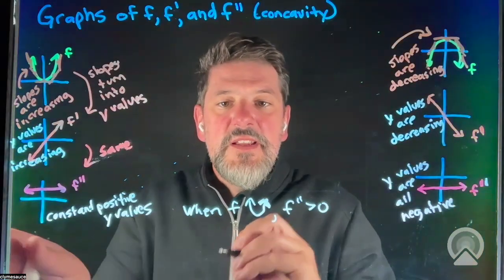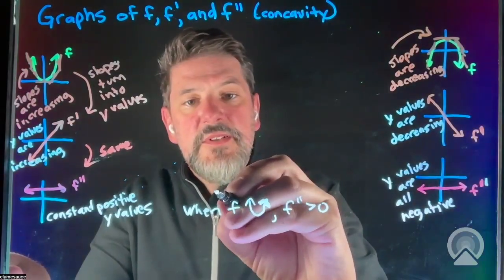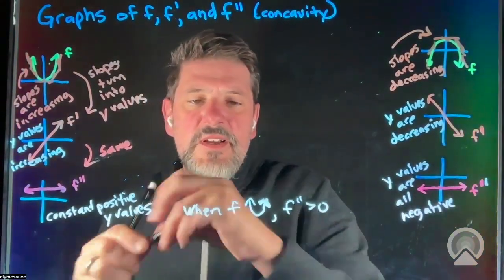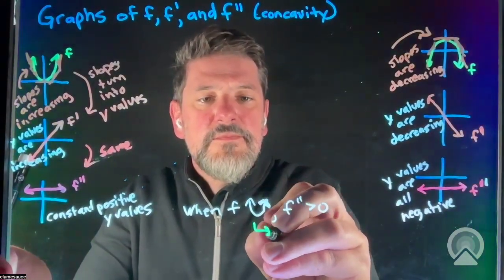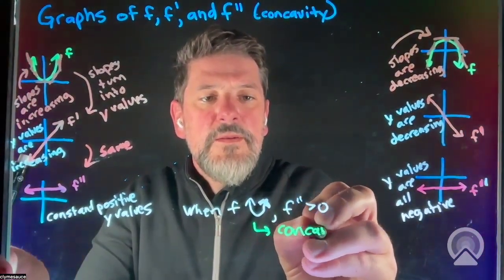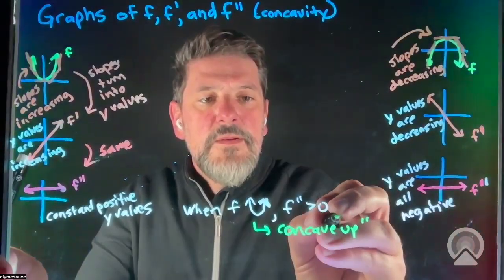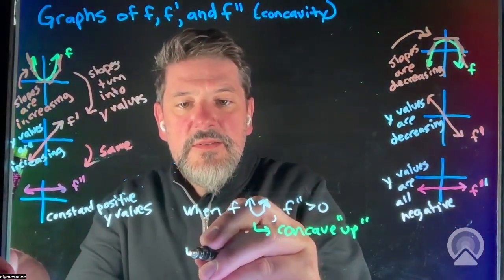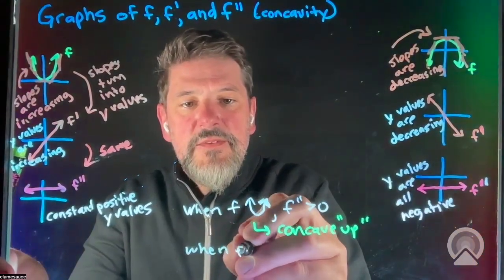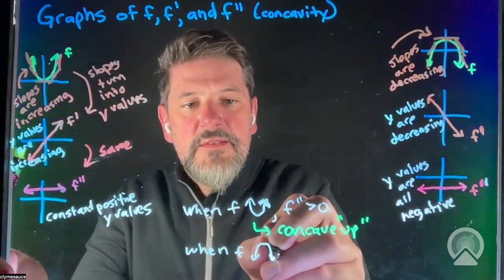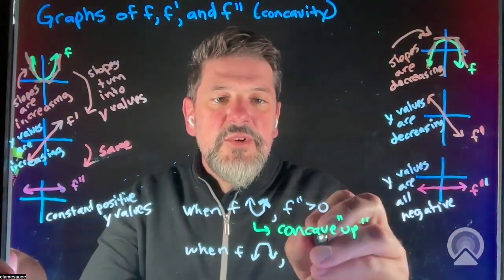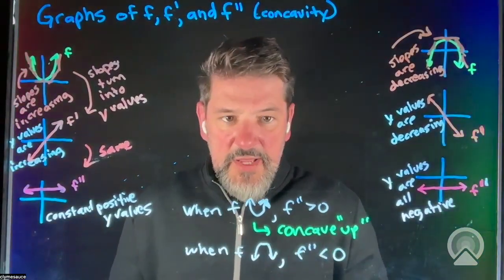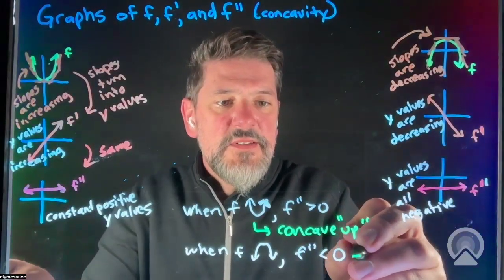So again, we have a word for that. It's called concave up. So I will put this down below, maybe in a different color for that one. So this one is concave up. And then, as you can imagine, we can go the other way. So when f is like a frowny face, it's an upside down problem, then f prime prime is less than 0. And we call that concave down, as you can imagine. So this is concave down.